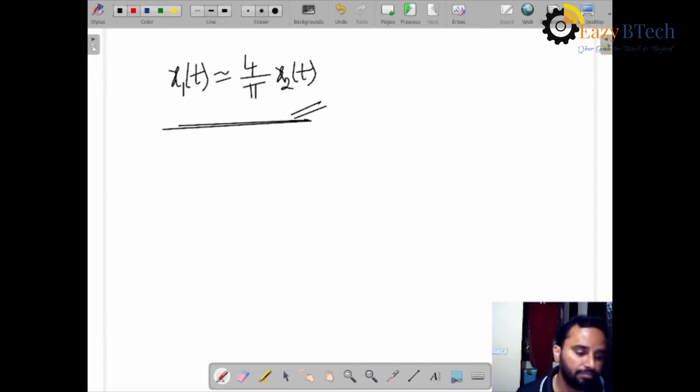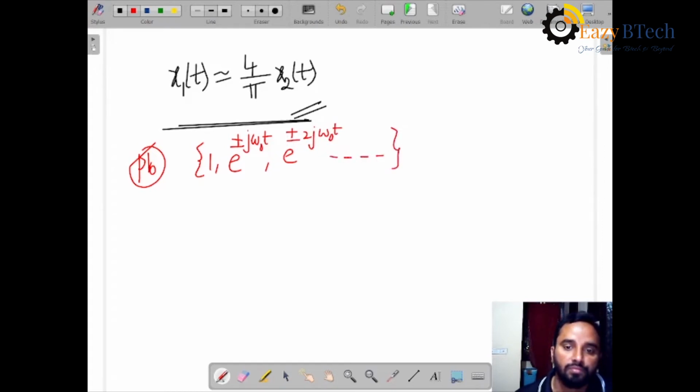So he has given a set of functions: 1, e power plus or minus j omega naught t, e power plus or minus 2j omega naught t, and so on. So he has given exponential functions: e power j omega naught t, e power 2j omega naught t, e power 3j omega naught t, and so on. So this is a set of exponential functions.